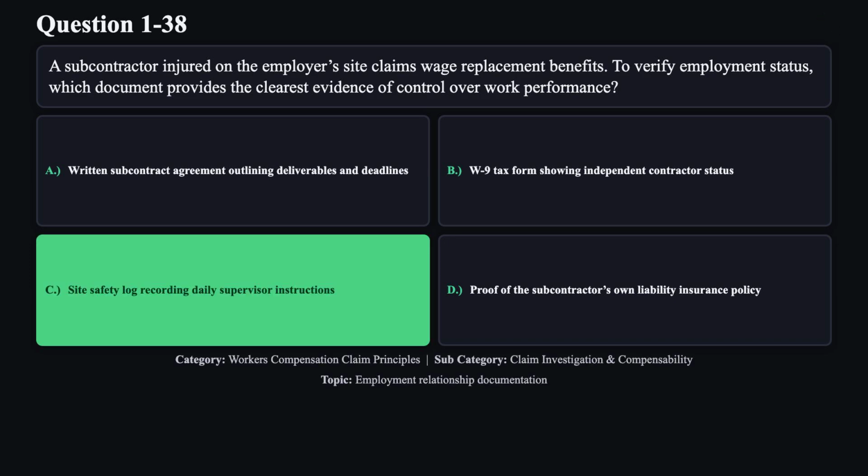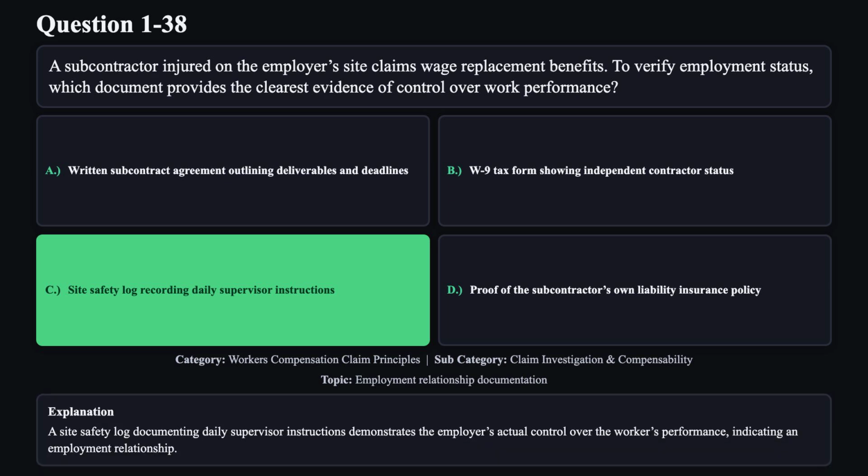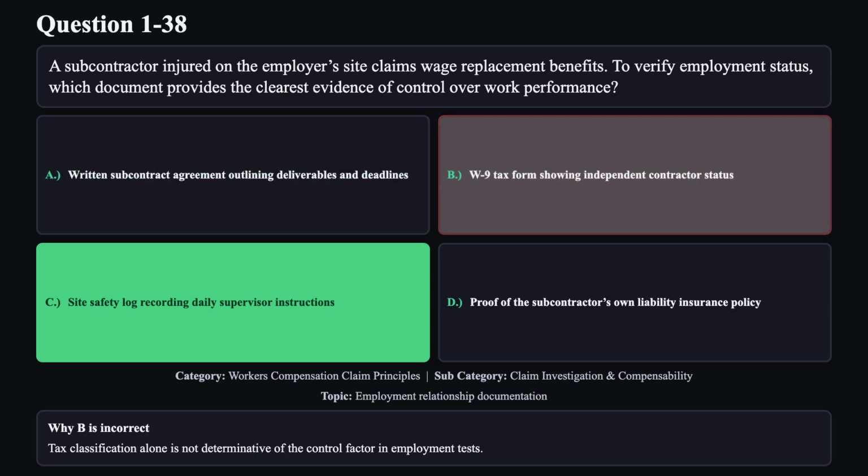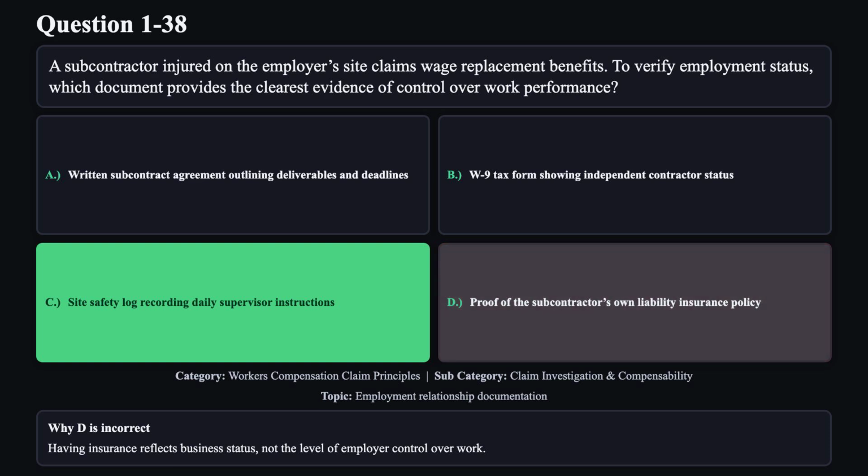The correct answer is C. A site safety log documenting daily supervisor instructions demonstrates the employer's actual control over the worker's performance, indicating an employment relationship. Reason A is not correct. A written contract does not establish day-to-day control over how work is performed. Reason B is not correct. Tax classification alone is not determinative of the control factor in employment tests. Reason D is not correct. Having insurance reflects business status, not the level of employer control over work.